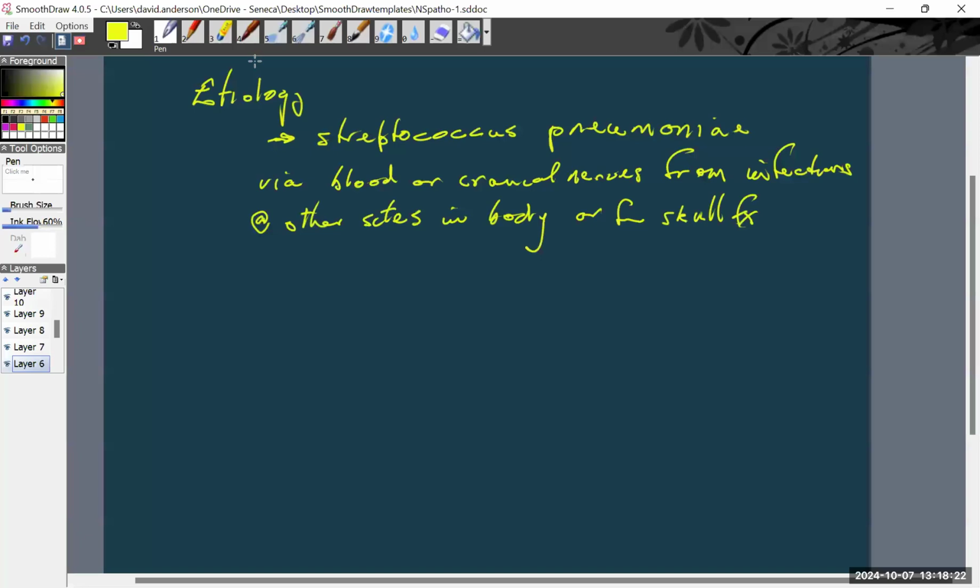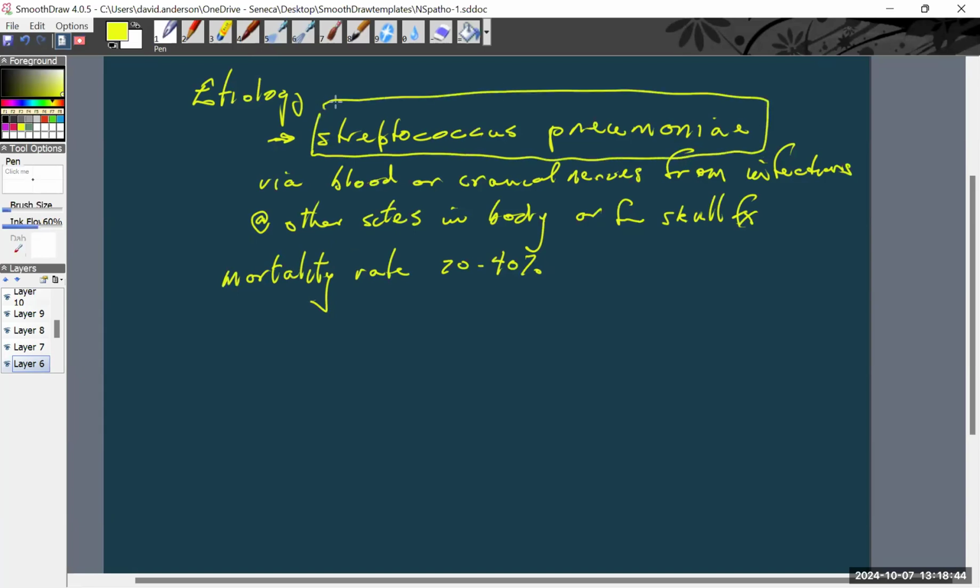The thing about a meningitis situation is it's got a relatively high mortality rate. So it's a very serious infection. Mortality rate is 20 to 40% when we're talking about this particular bacteria. It's going to be slightly less than that in some other types of bacteria. For example, it's about 3 to 10% in Staphylococcus.